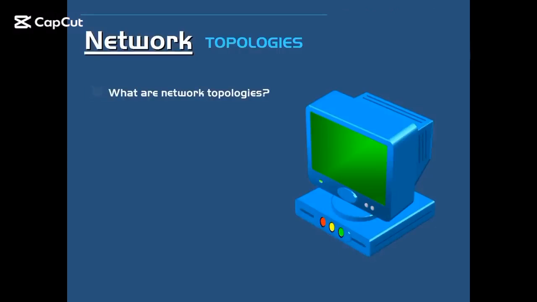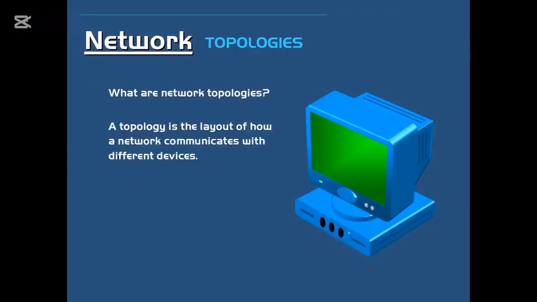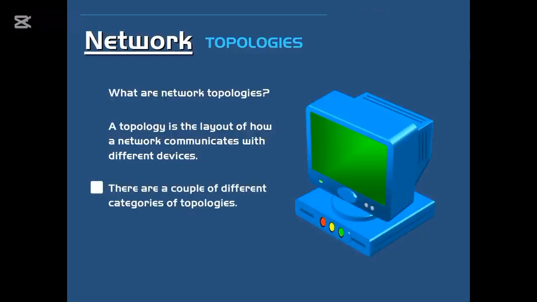What are network topologies? A topology is the layout of how a network communicates with different devices. There are a couple of different network topologies. They can be wired and wireless.